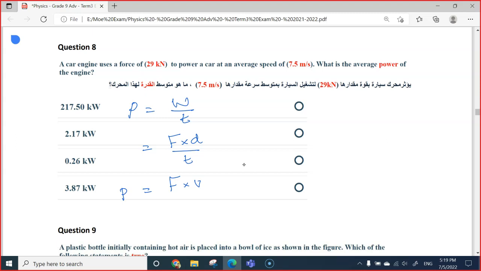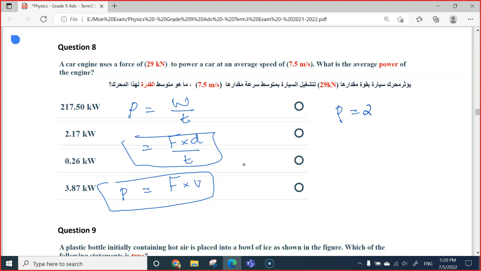So we have two equations to calculate power. This is the first equation: power is work done over time, or force into distance by time. Another equation to calculate power is force into velocity. So if velocity or speed is given, you can calculate power using the equation force into velocity. Force is 29 kilonewton. So 29 into 1000, because we need to change kilonewton to newton, multiplied by speed 7.5.